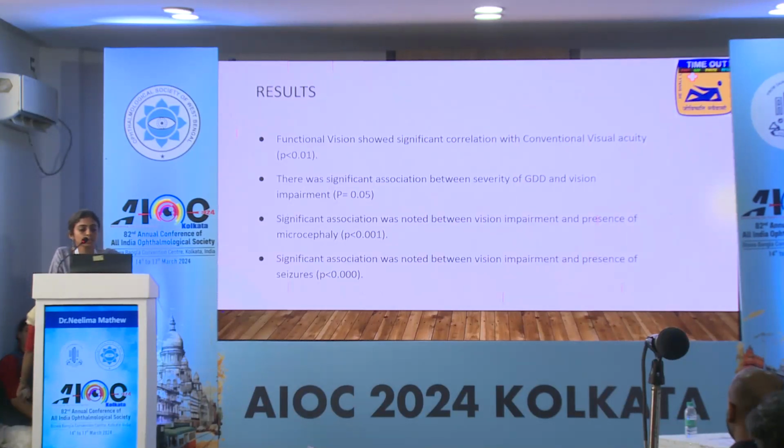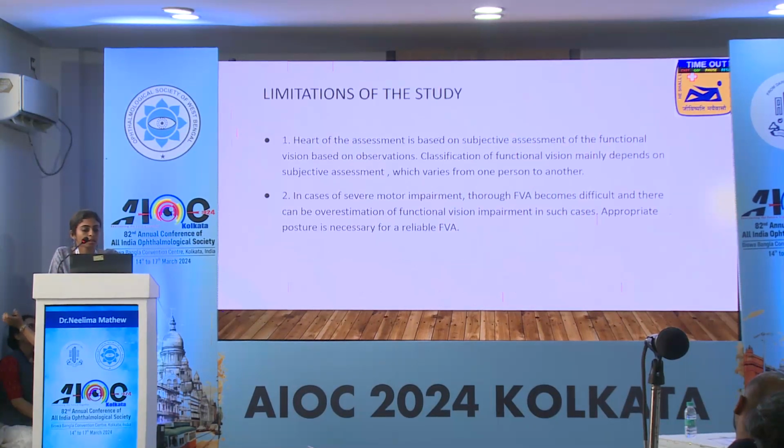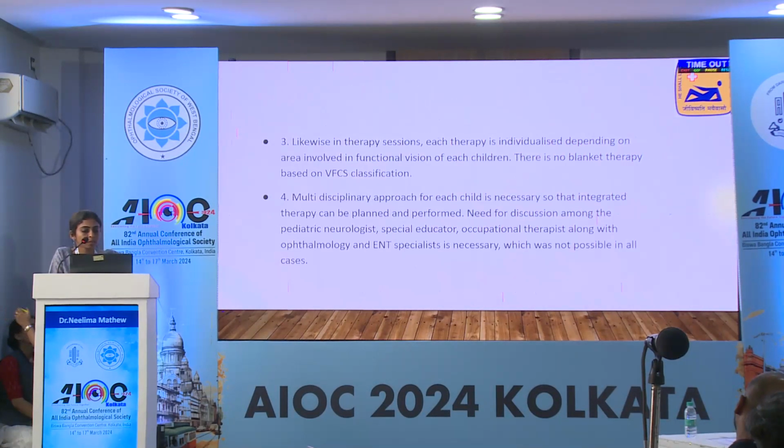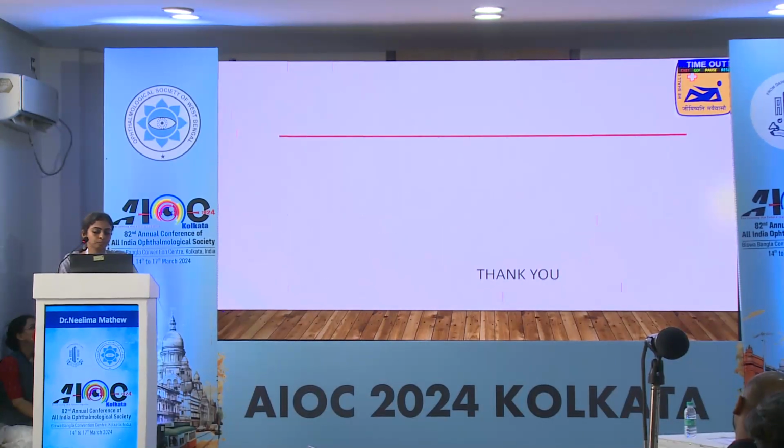Functional vision showed significant correlation with conventional vision. Severity of GDD correlated with the vision impairment, and there was also a significant association between the presence of microcephaly and seizures with the vision impairment. These are the limitations of my study, and in conclusion, FVA is a valuable tool which can help us to understand how the child uses vision in various day-to-day tasks. Thank you.